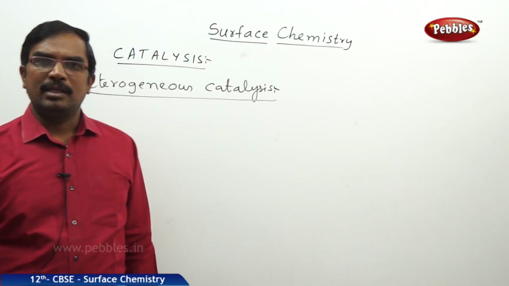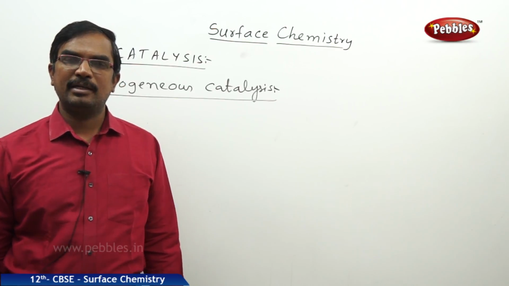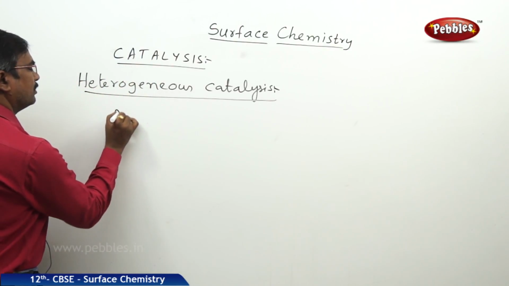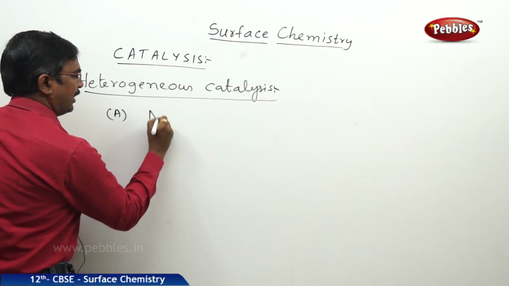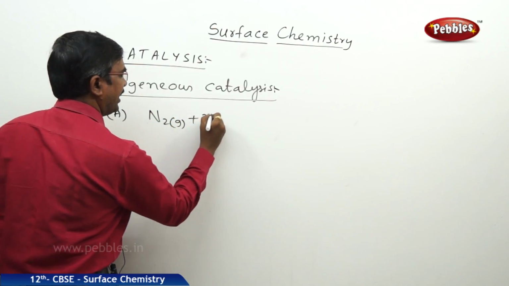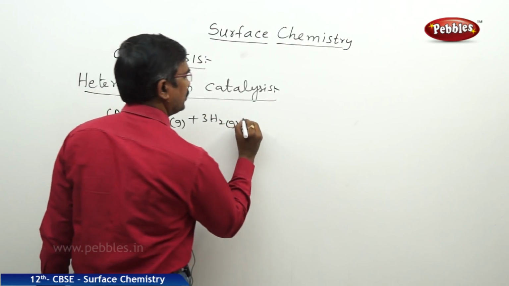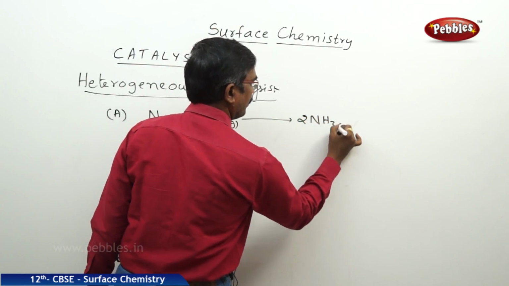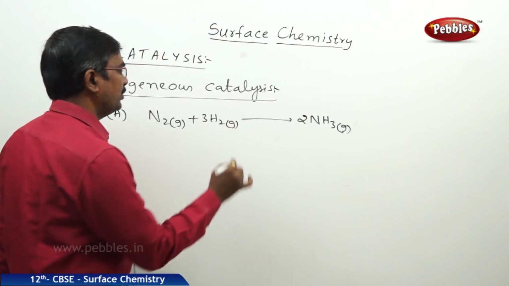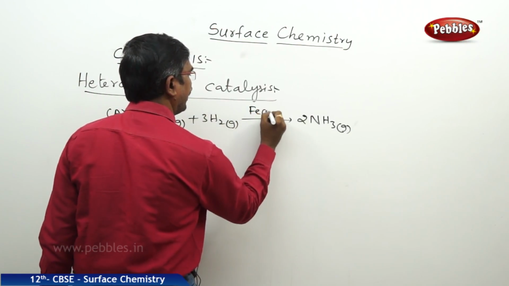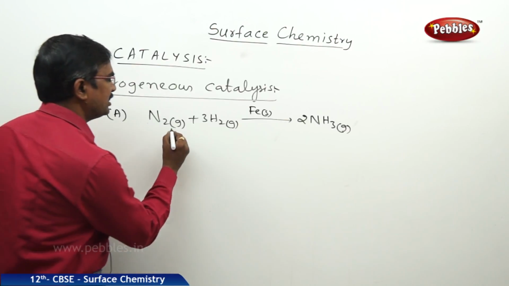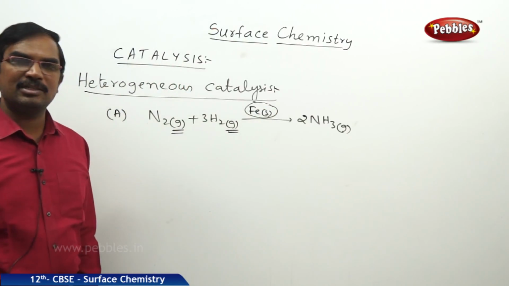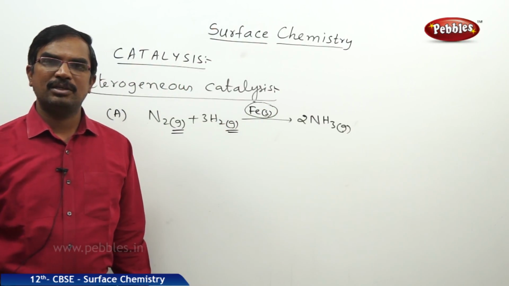So in this case, generally the physical states of the reactants and that of the catalyst will be different. For example, take nitrogen gas reacting with hydrogen gas to give ammonia gas. Of course, it is a reversible reaction. Here we use finely divided iron as a catalyst. So the physical state of the reactants is gas, that of the catalyst is solid. So the physical states are different here.